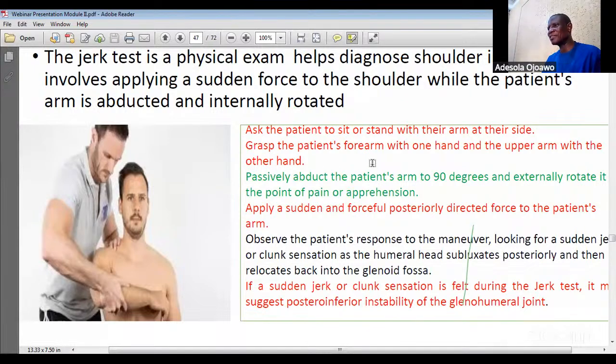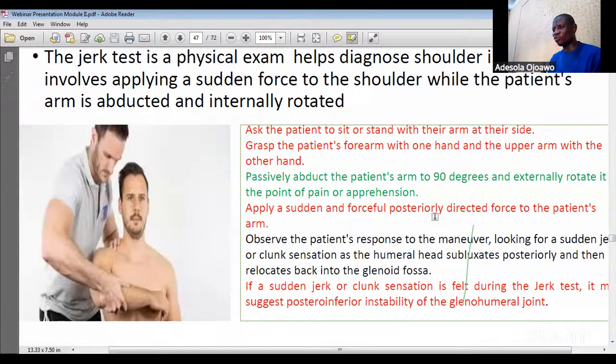Grab the patient's forearm with one hand and the upper arm with the other hand. Then passively abduct the patient's arm to 90 degrees and externally rotate it. There will be apprehension. Apply a sudden and forceful posterior directed force. So you apply the posterior force as if you are doing the posterior apprehension test.